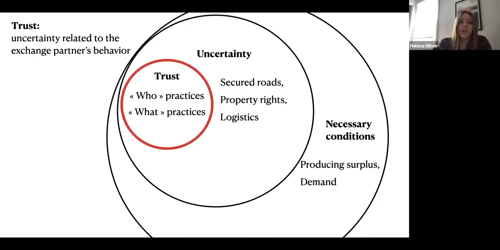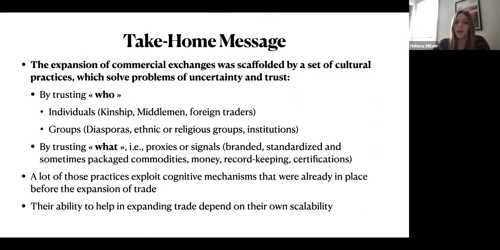So getting back to the big picture, we filled this subset of problems related to trust by suggesting you're using both who and what to trust practices. And that's basically my take-home message. So the expansion of commercial exchanges was scaffolded by a set of cultural practices, which solve some of these problems of uncertainty and trust that branch out in either being by trusting who, which can be either individuals or groups, or by trusting what, which are usually proxies or signals. And what I'm also interested in is that a lot of these practices exploit cognitive mechanisms that were already in place before the expansion of trade. And their ability to expand trade depends on their own scalability and how they themselves can scale up.